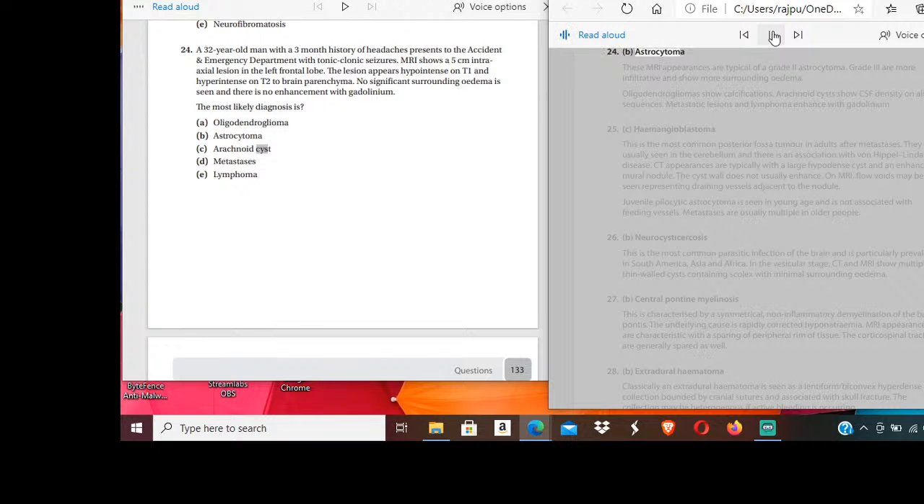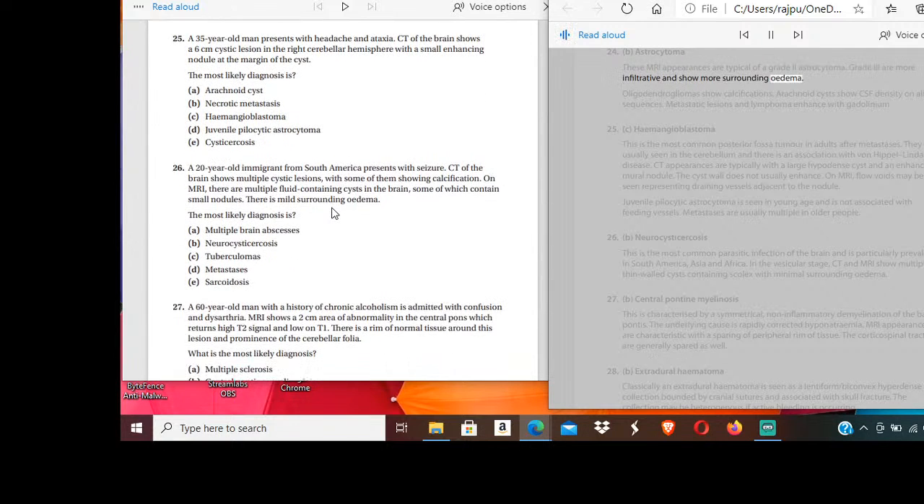24. B. Astrocytoma. These MRI appearances are typical of a grade 2 astrocytoma. Grade 3 are more infiltrative and show more surrounding edema. Oligodendroglioma show calcifications. Arachnoid cysts show CSF density on all sequences. Metastatic lesions and lymphoma enhance with gadolinium.